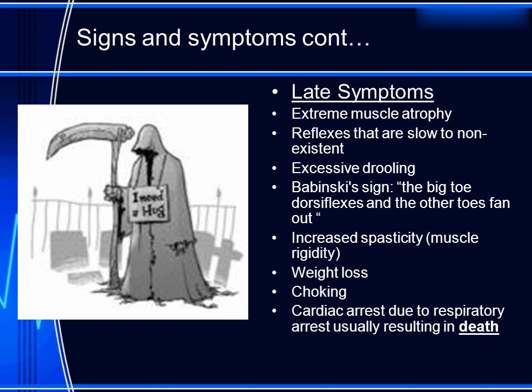Signs and symptoms. Late symptoms: extreme muscle atrophy. Reflexes that are slow to non-existent. Excessive drooling. Babinski's sign: the big toe dorsiflexes and the other toes fan out. Increased spasticity, muscle rigidity. Weight loss. Choking. Cardiac arrest due to respiratory arrest, usually resulting in death.